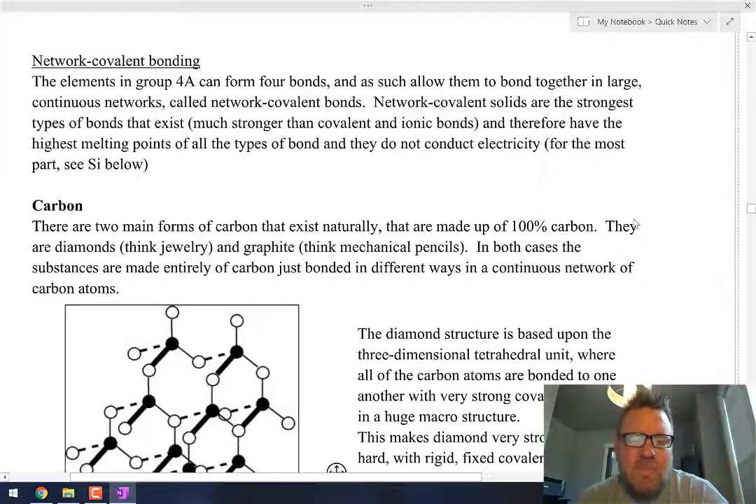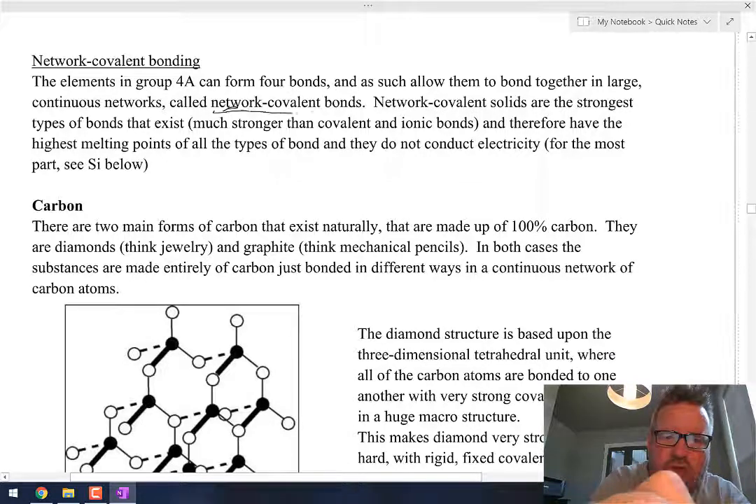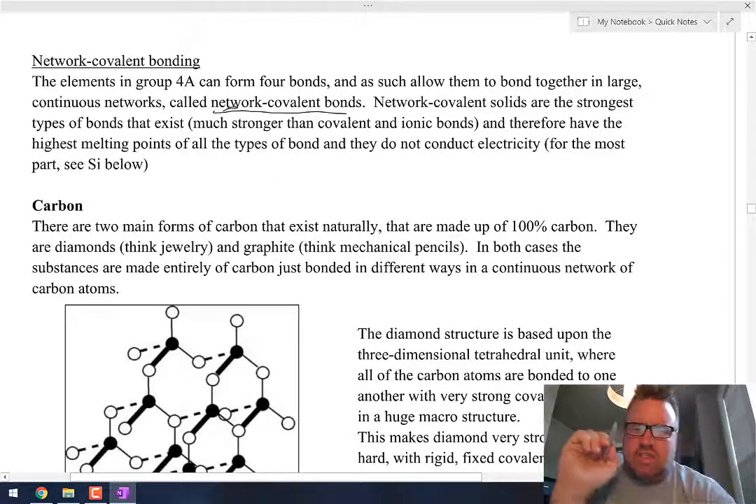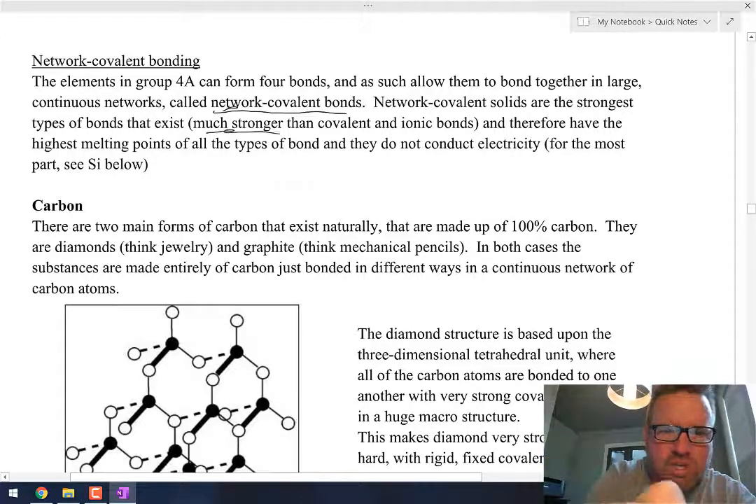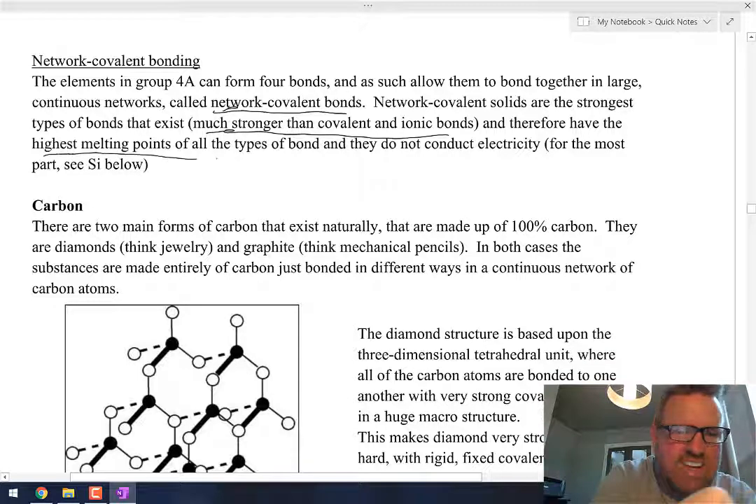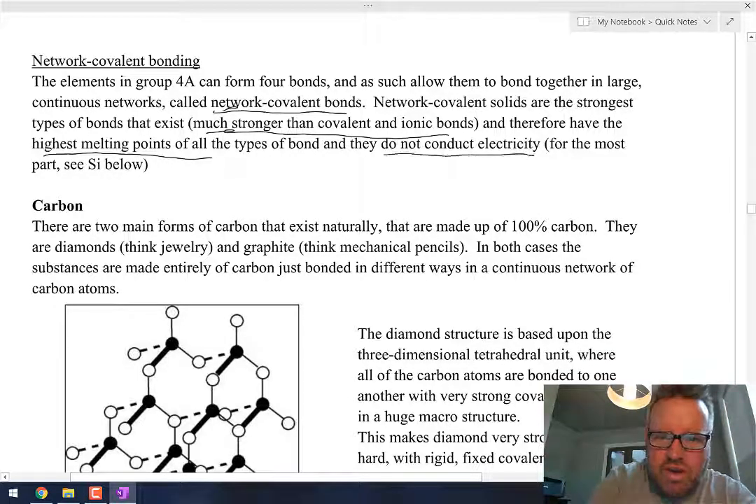All right, our last type of bonding that we're going to discuss, so we've got ionic, covalent or molecular, and metallic. The last type we're going to talk about are what are called network covalent bonds, okay? Again, some of the little details you should know about network covalent bonds is they're much, much stronger than covalent and ionic bonds. So therefore, they have the highest melting points out of all of them, okay? And they do not conduct electricity. We'll talk about that in just a second, but in general, they do not conduct electricity.